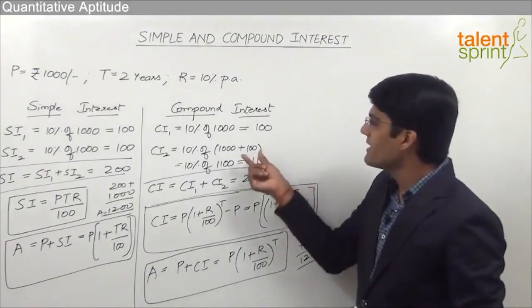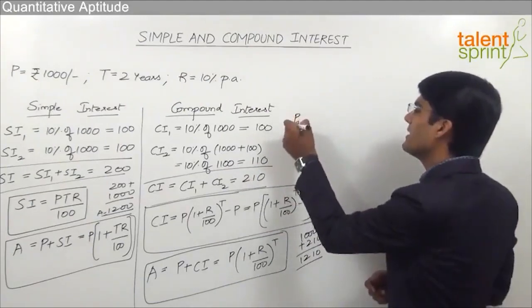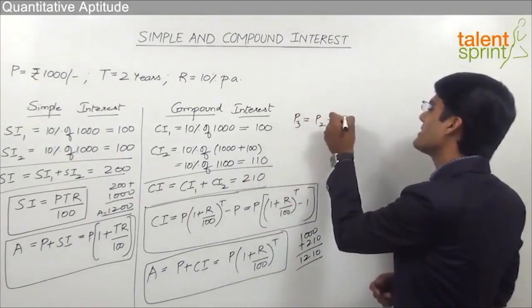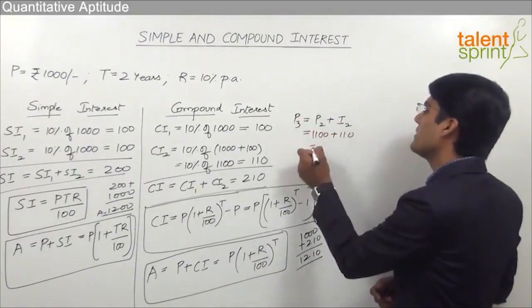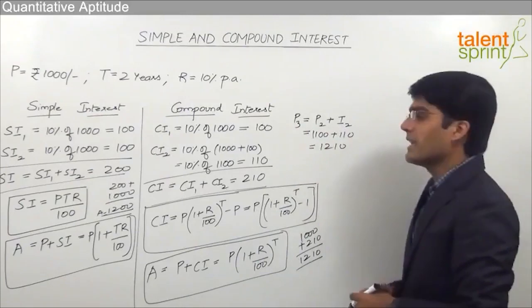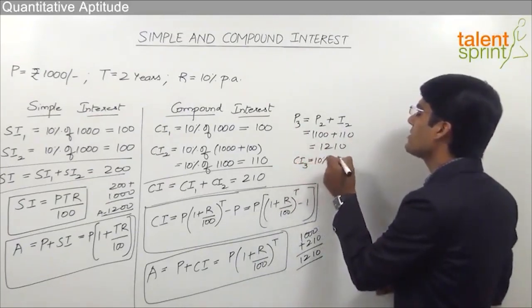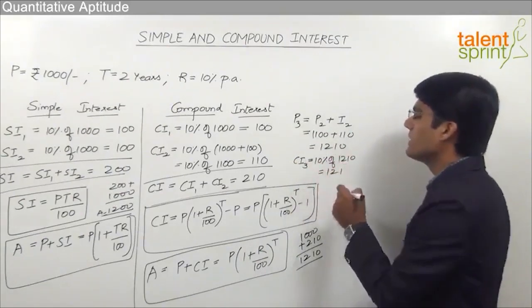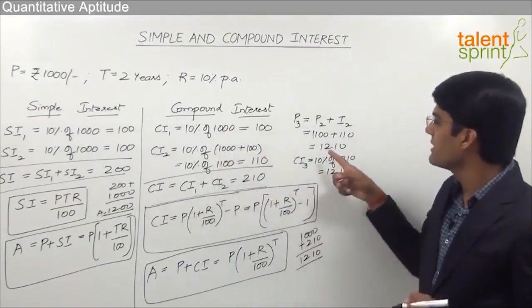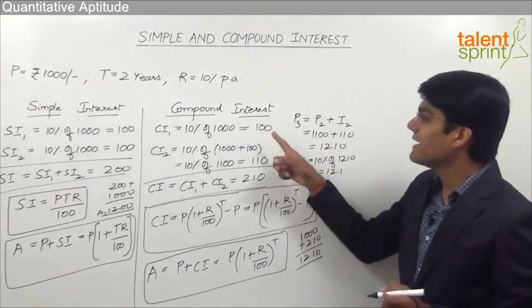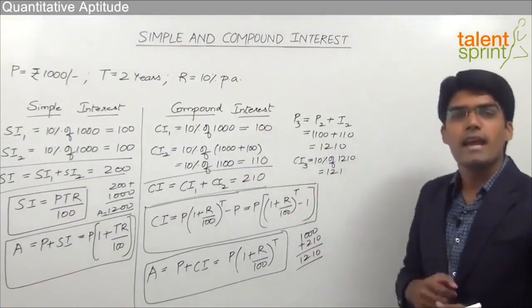So principal of second year is 1100 and interest of second year is 110. So we can say that the principal for third year is principal of second year plus interest that is earned in second year, which is 1100 plus 110, that is equal to 1210 rupees. And again, the compound interest for third year will be 10% of this value. So 10% of 1210 will be equal to 121. So this is how the principal keeps changing. First year 1000, second year 1100, third year 1210 and so on. And hence the interest also increases. For first year it is 100, second year 110, third year 121 and so on.